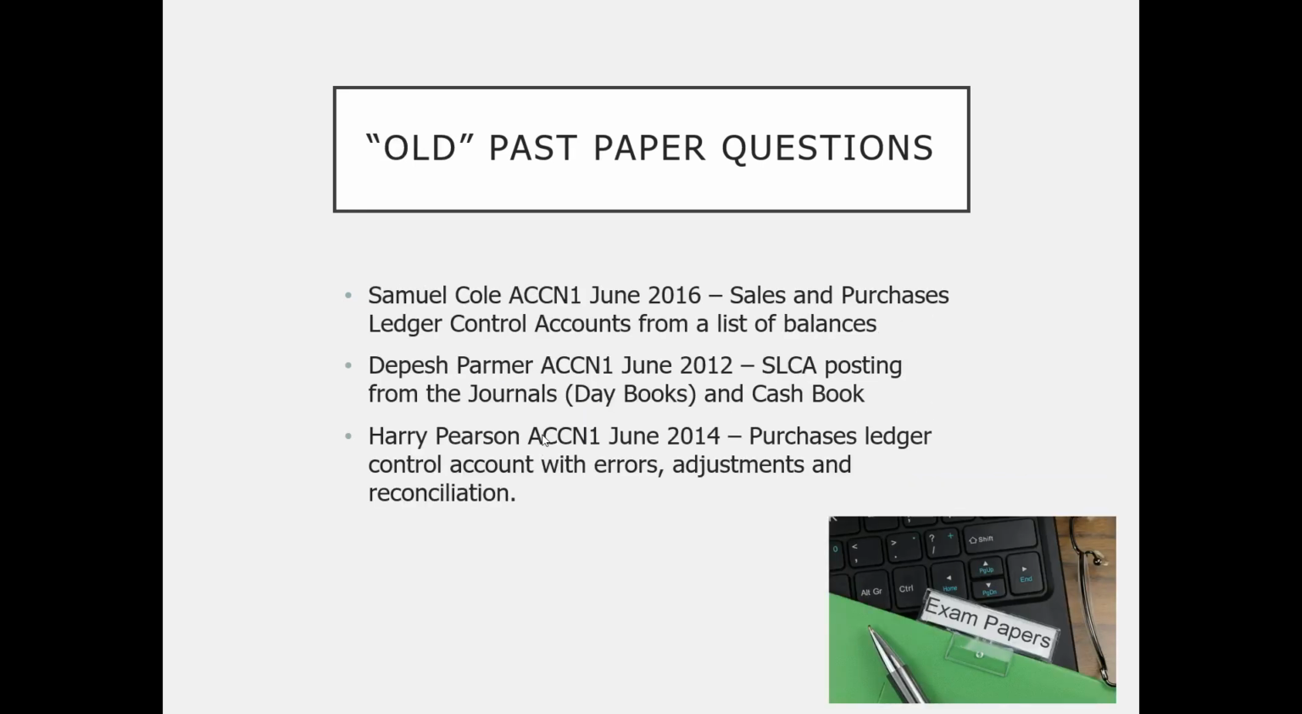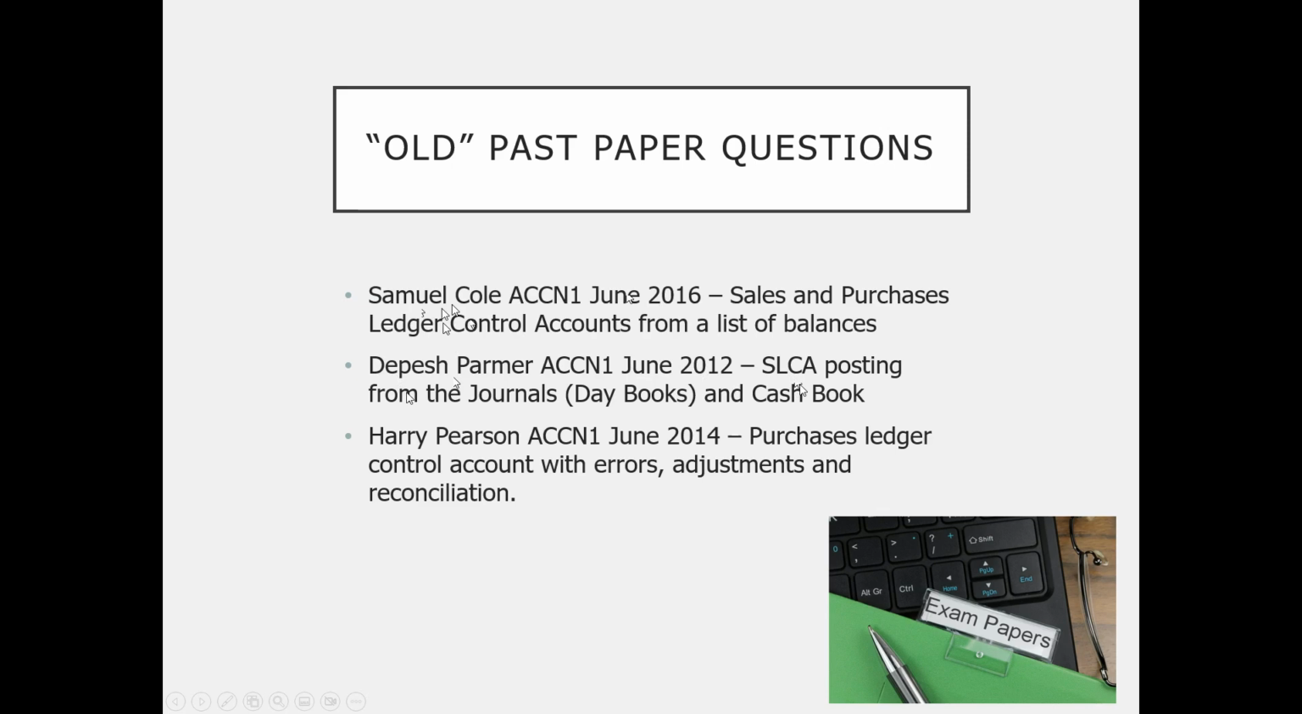And if you want to look back at some of the old specifications, the ACCN 1 papers is where you'll find control account questions. So I've just suggested a few here. June 2016, there was a question called Samuel Cole, quite a straightforward one. Depeche Palmer in June 2012.